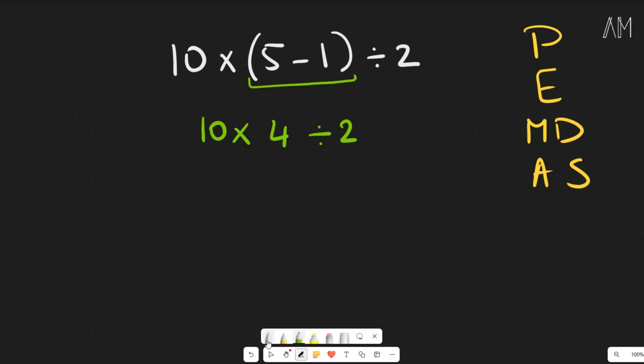Now, as you can see, I have multiplication and division. And both of them are in the same level. They have the same priority. So what do I do in this case? I will solve it in order from left to right. So in case I have two or more operations from the same level, I will solve it in order from left to right. So here, I will start with the multiplication first. 10 times 4, that gives me 40. And write everything else the same. And then I will do the division. The answer will be 20.